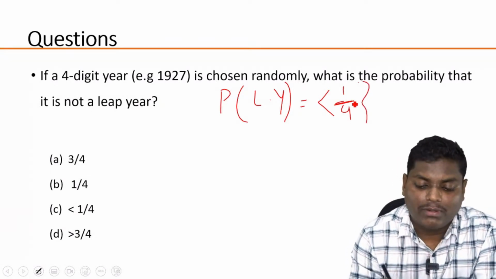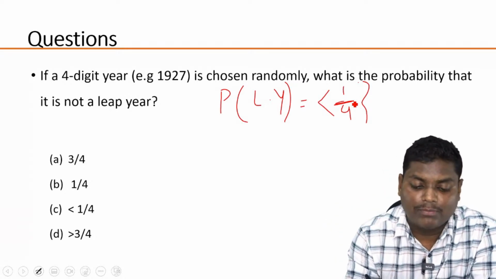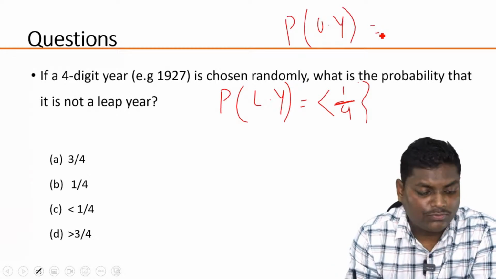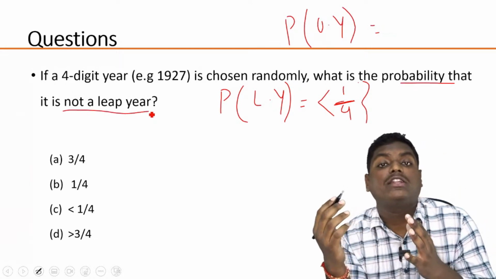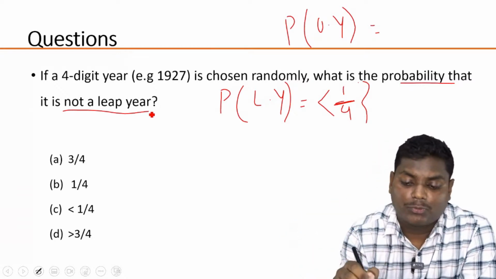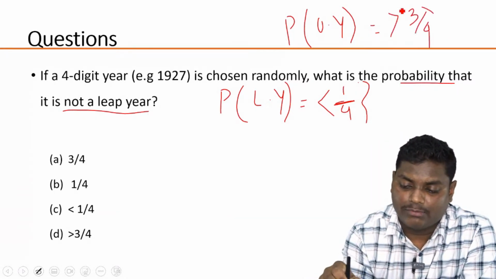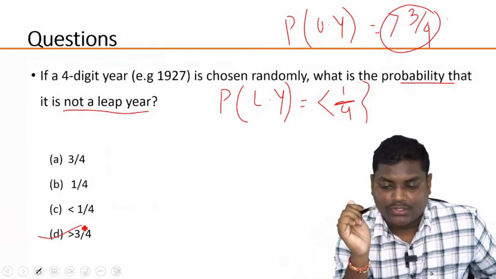Now, if the probability of a leap year is less than 1 by 4, then the probability of getting an ordinary year, which is what it is asking, is what? What is the probability that it is not a leap year? It is an ordinary year. So the probability of getting an ordinary year will be greater than 3 by 4. So the correct option is option D, greater than 3 by 4.